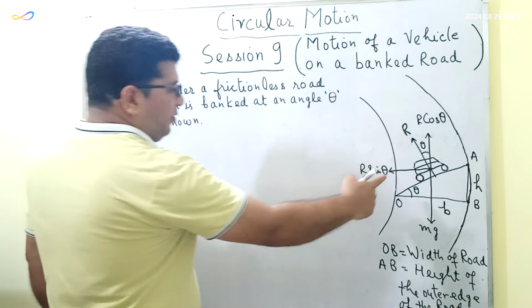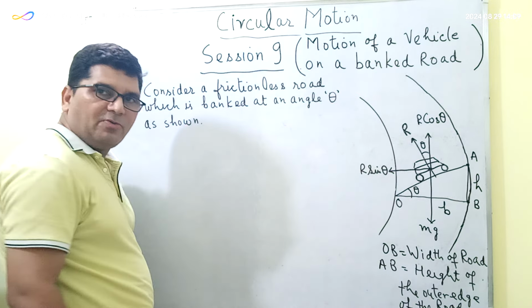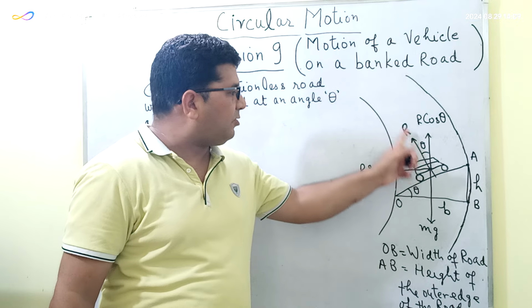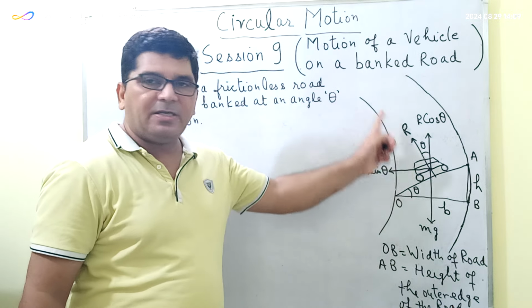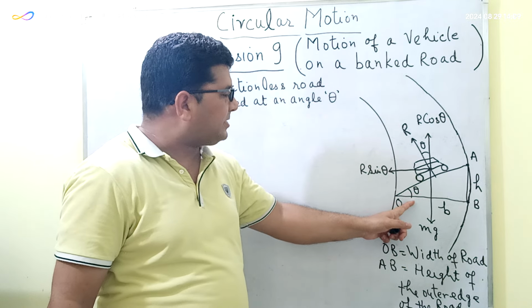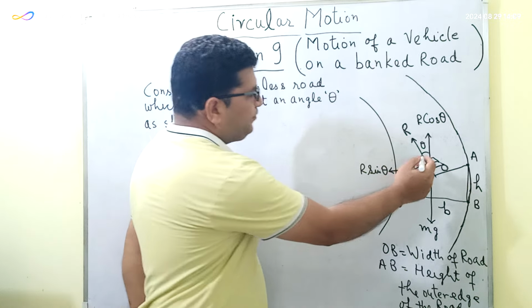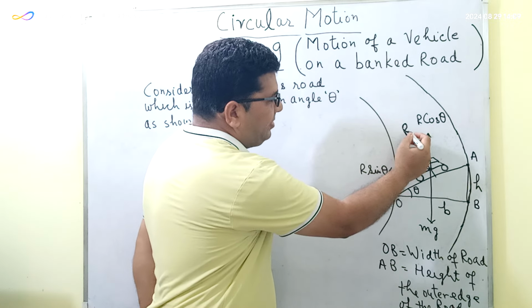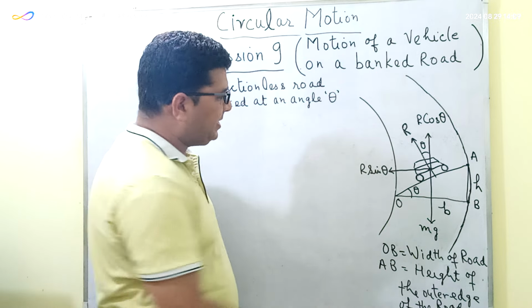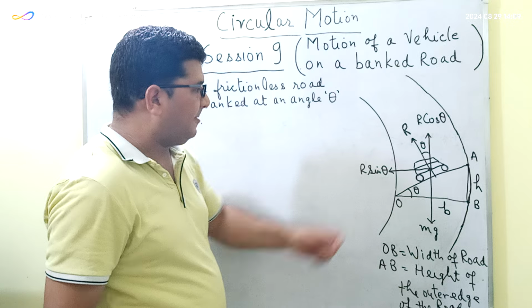So from this figure we can see that the weight of this vehicle will be acting vertically downward. However, this surface OA will be exerting a normal reaction which will be perpendicular to this surface. So this is the normal reaction. Now this banking angle is theta, so this angle will also be theta. So what I have done is I have resolved this reaction R into two components. The vertical component is equal to R cos theta, and the horizontal component is equal to R sin theta.